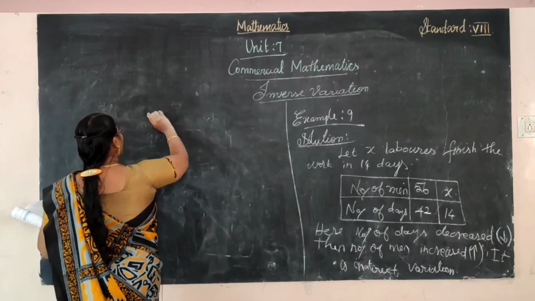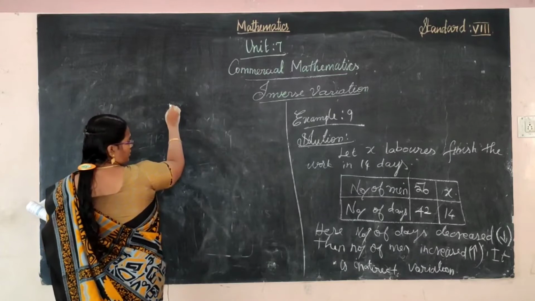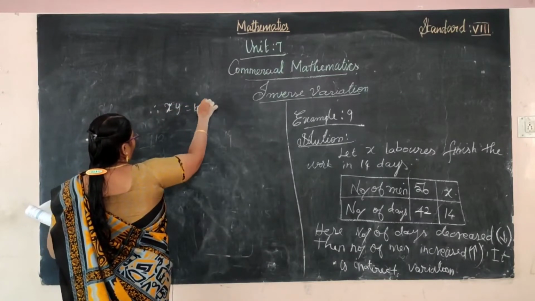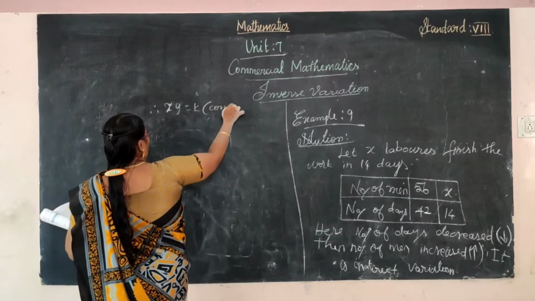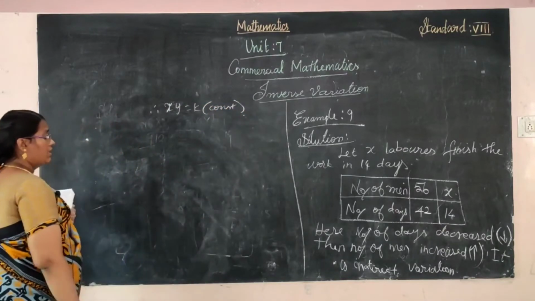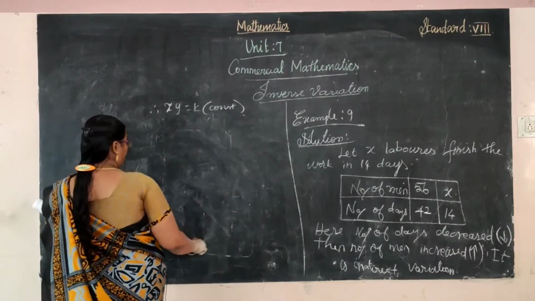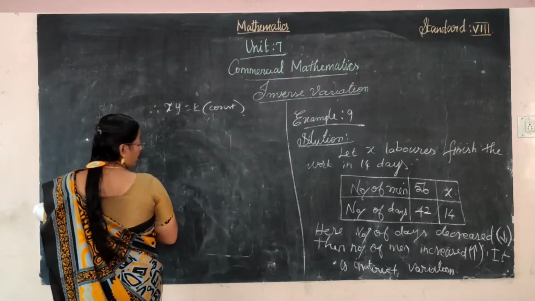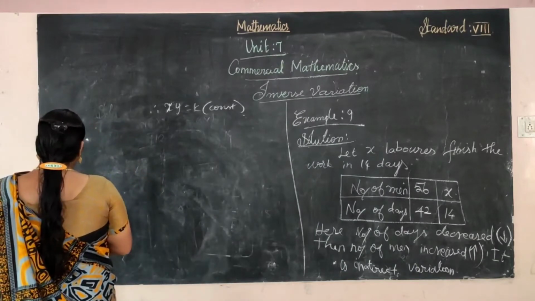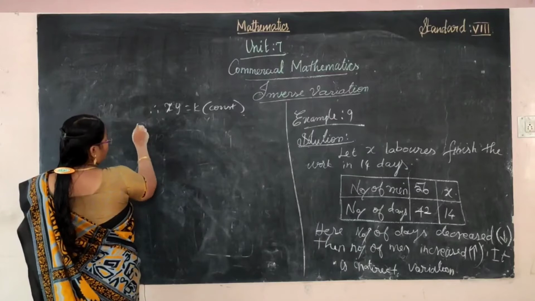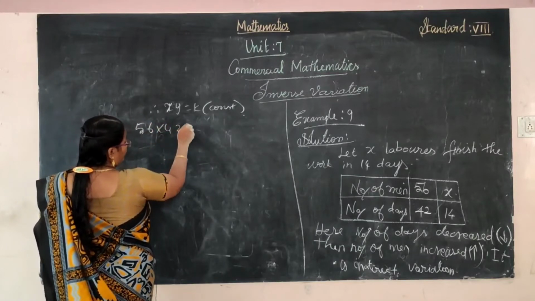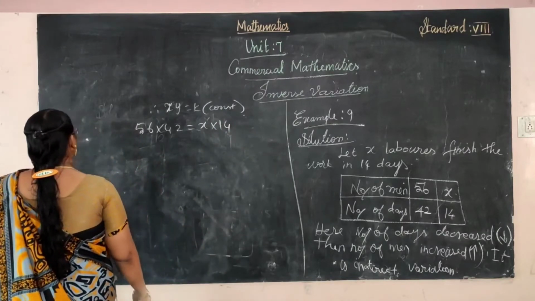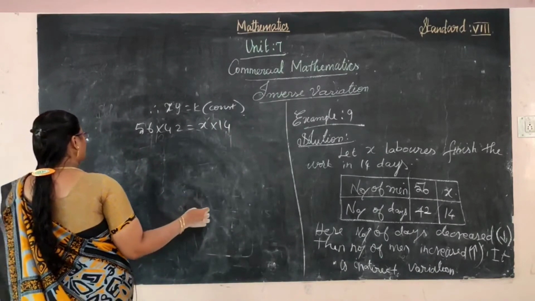So what is that value? xy is equal to k, constant. Okay, right. Now multiply the products, 56 and number of days. 56 into 42 equal to x into 14.